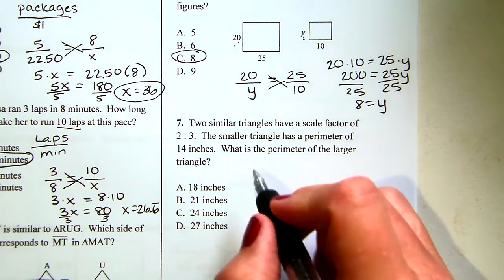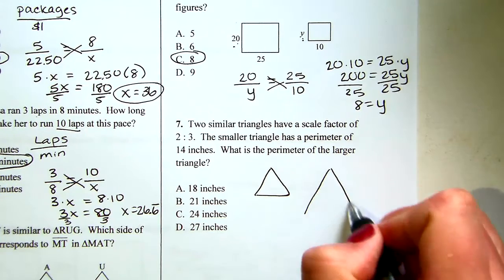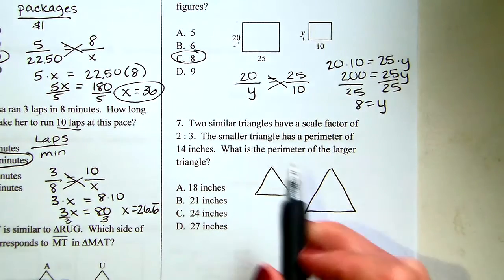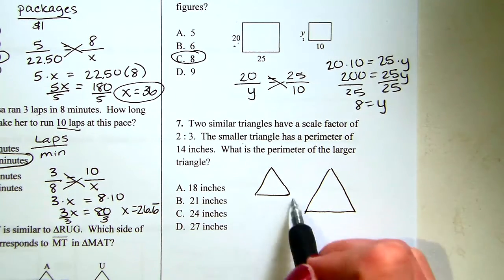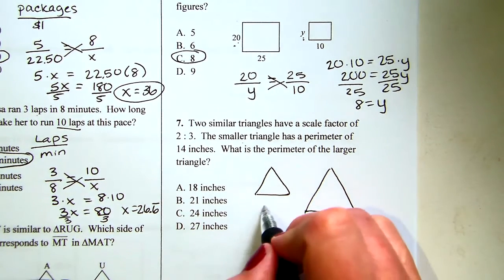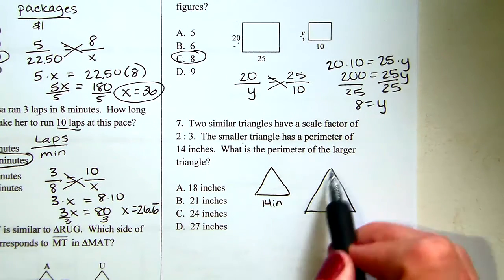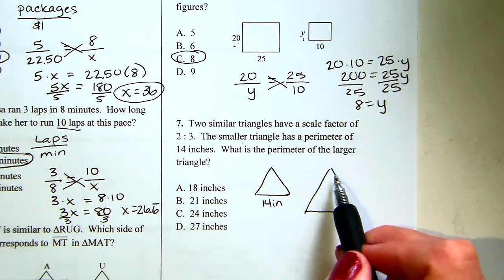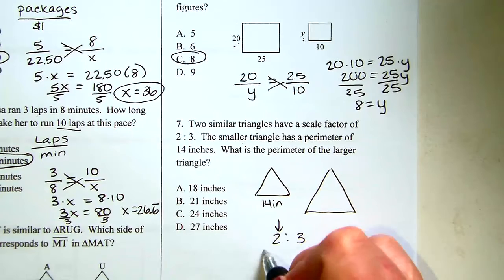Okay. The smaller triangle has a perimeter, meaning the distance around our figure, of 14 inches. What is the perimeter of the larger triangle? Now we know that our scale factor is 2:3. That means that this is our small and this is our large. So we can use that scale factor to help us find the perimeter.